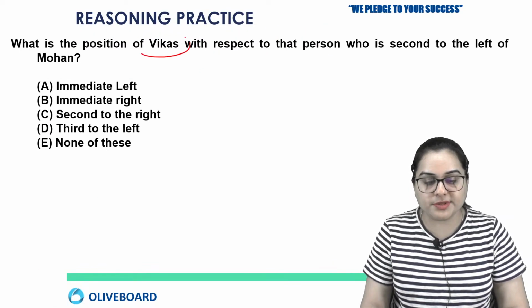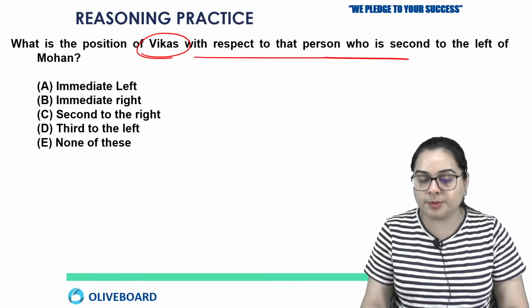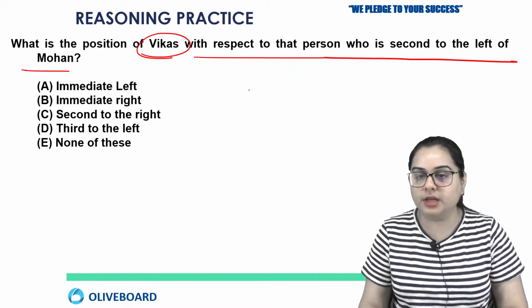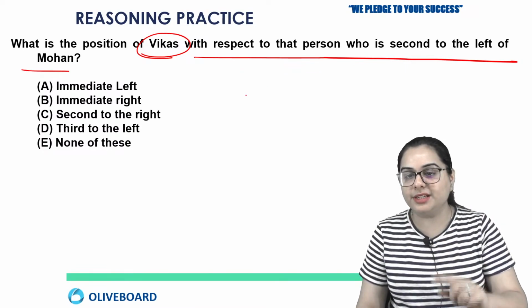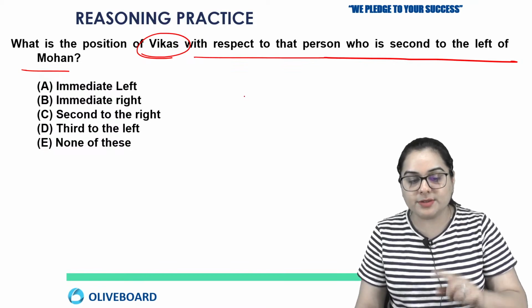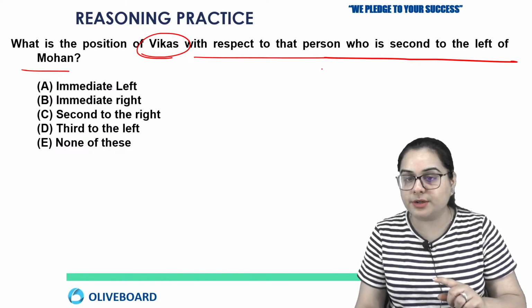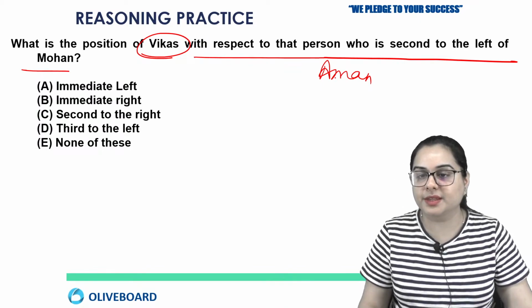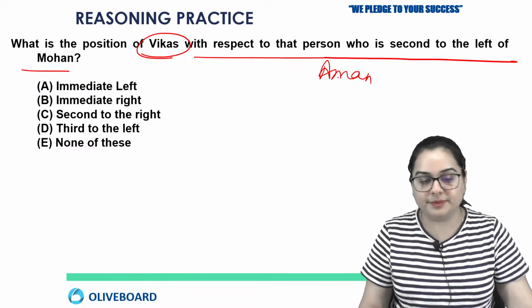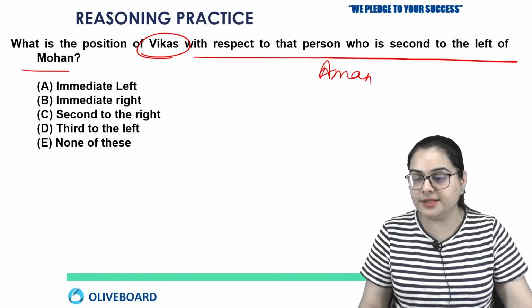What is the position of Vikas with respect to that person who is second to the left of Mohan? Now, who is the person who is second to the left of Mohan? It is Aman. So what is the position of Vikas with respect to Aman? He is asking where is Vikas with reference to Aman?